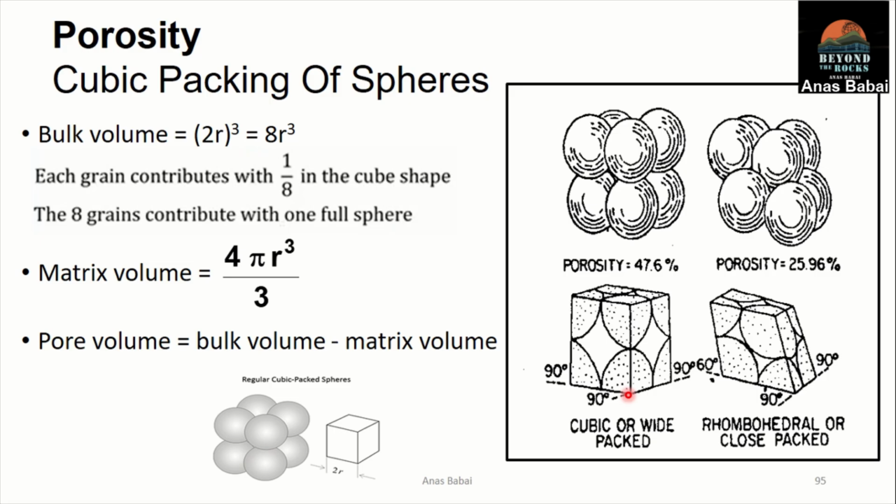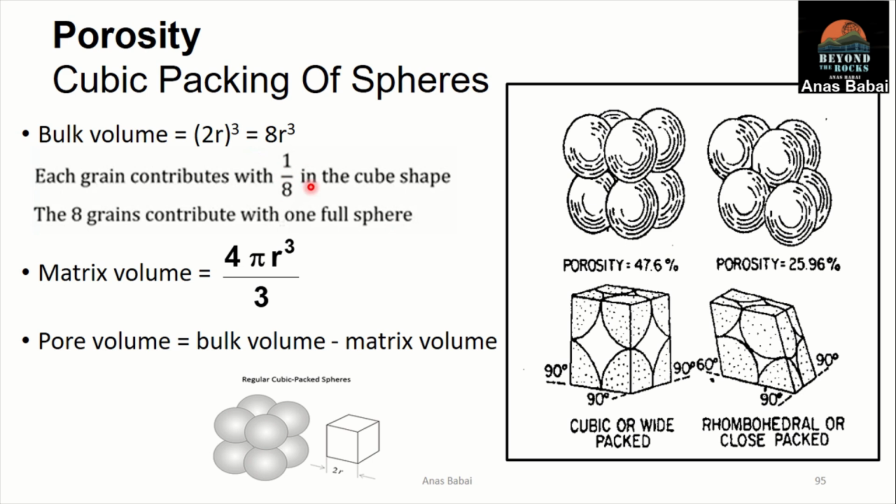Here, in order to find the length of the edge, it's equal to 2r, which is the radius of the first sphere plus the radius of the second sphere. We know that the volume is equal to the length of the edge to the power 3, so it's equal to (2r) to the power 3, which is 8r to the power 3. And if we take a look at this diagram, we will find out that each particle is actually contributing 1/8 of the whole volume.